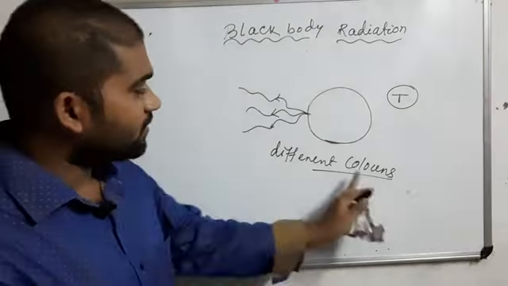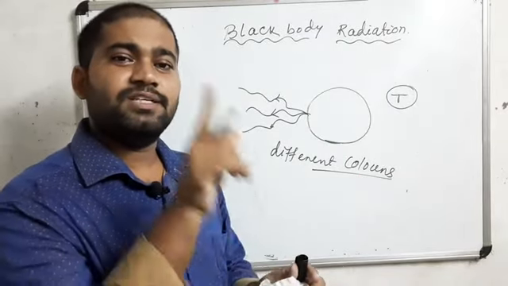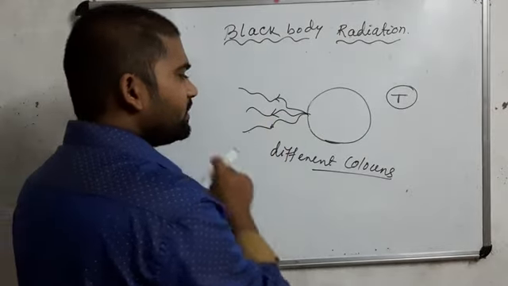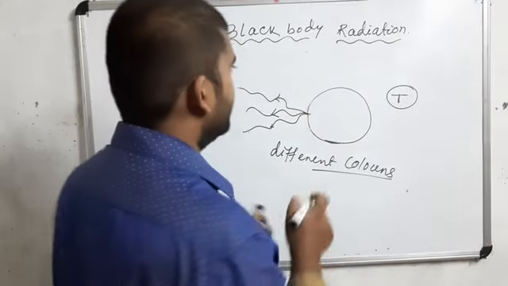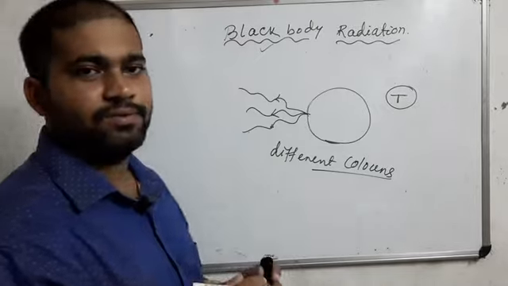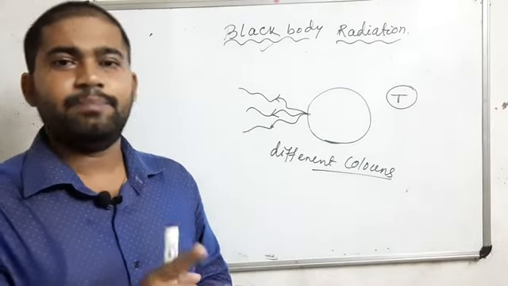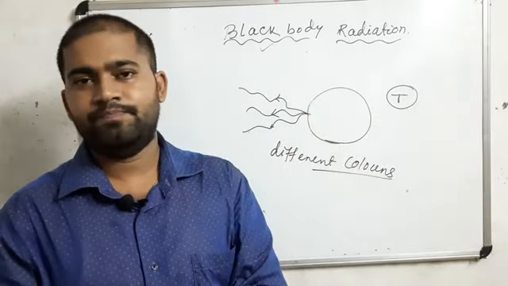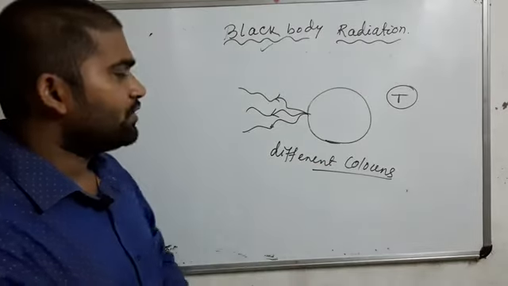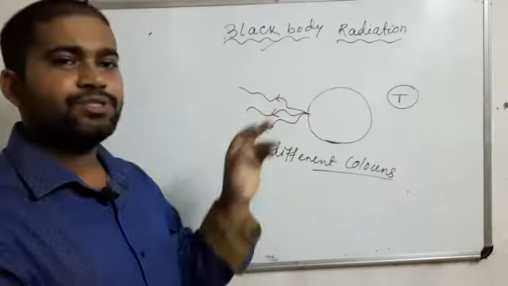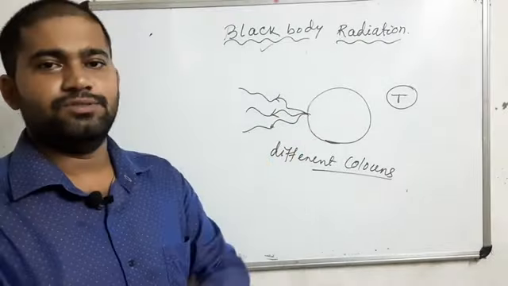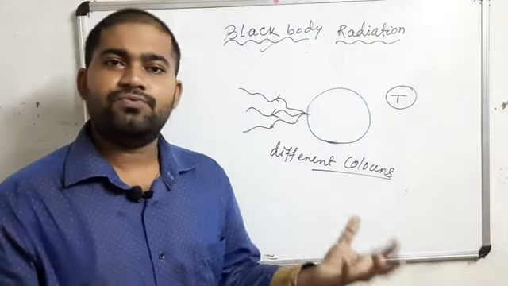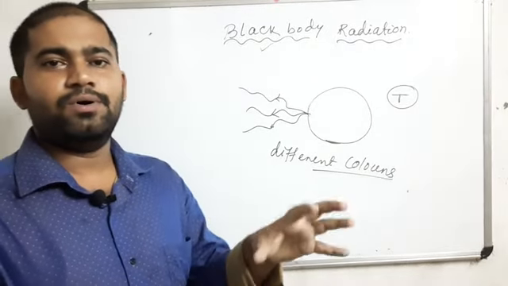So it contains different colors, which means what? There must be different wavelengths of radiation. So when different wavelengths of radiation are emitted from a black body, that is called black body radiation. Black body radiation happens when we place a black body in a constant temperature region. In a constant temperature region, the body emits radiation over a range of wavelengths. So the radiation coming out from the black body is called black body radiation.